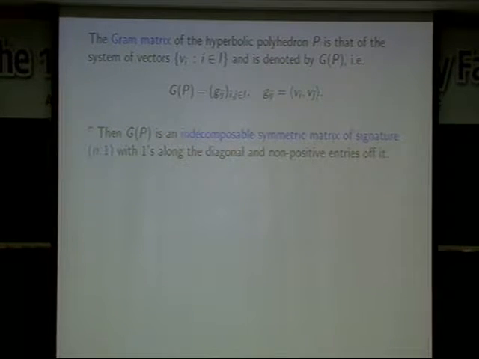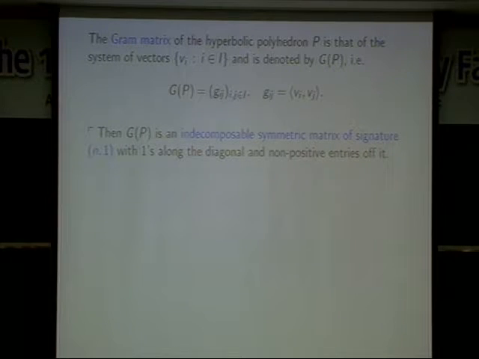And for the hyperbolic case, this Gram matrix has signature (n,1), and this matrix is obviously symmetric and indecomposable. Indecomposable means that it does not decompose into two parts of matrices.